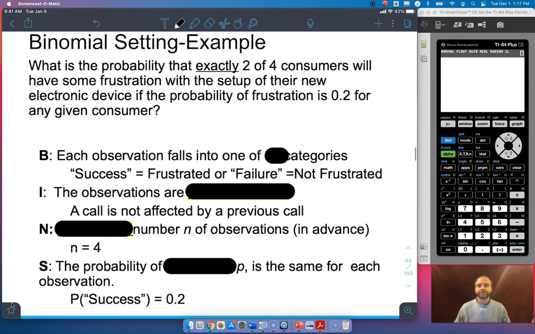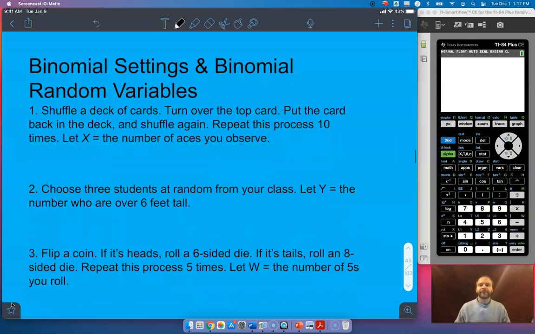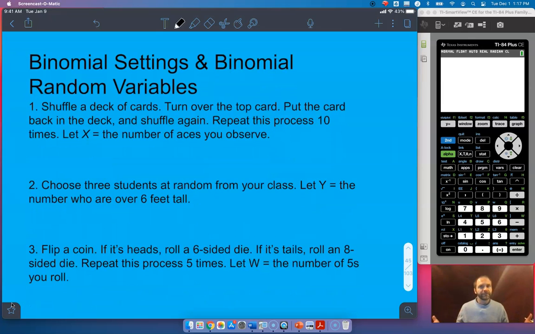So now, let's pay attention. If you shuffle a deck of cards, and we turn over the top card, put the card back in the deck and shuffle again, and we repeat this process 10 times, X equals the number of aces you observe. Is this a binomial setting? If I were to check my BINS, is this a binomial setting?